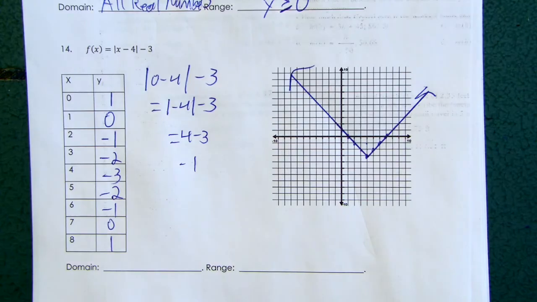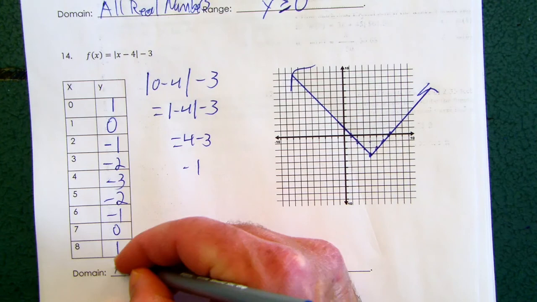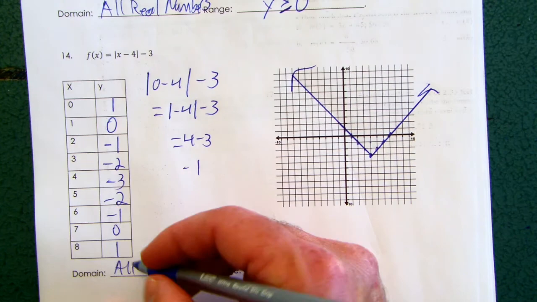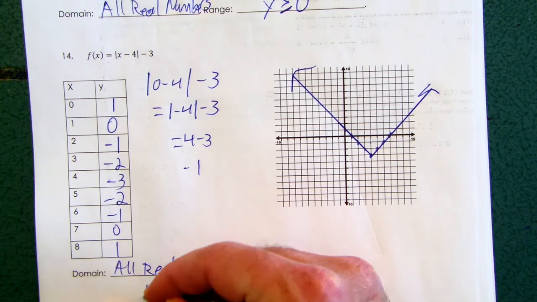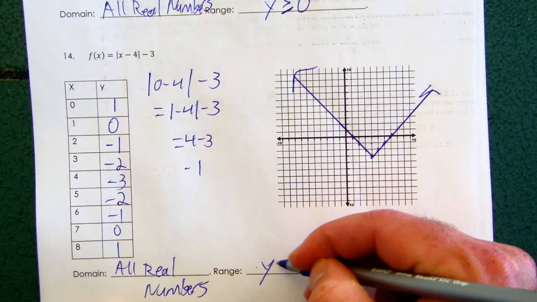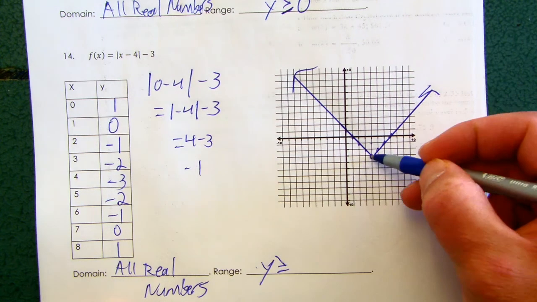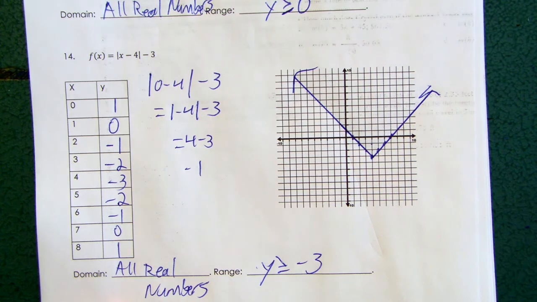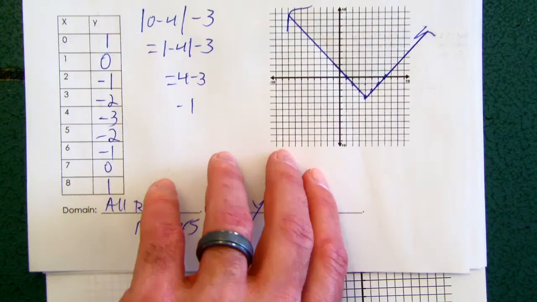So absolute value graphs, we get the V-shaped graph. Again, domain, these are just x values that I gave you, but really your domain, you could have picked anything you want. But we want to get the shape of the graph there. Your range, again, is y is greater than or equal to. Your smallest y value there is -3. So all the y's are greater than or equal to -3.